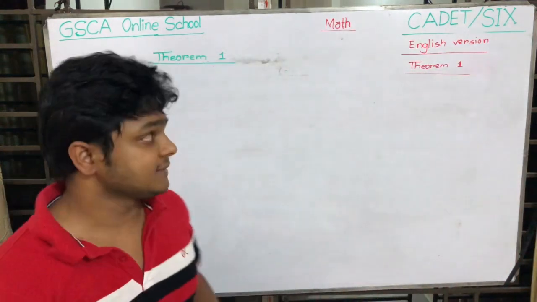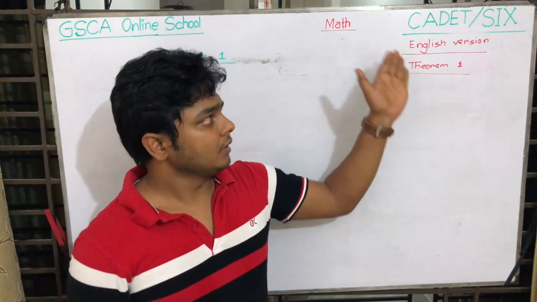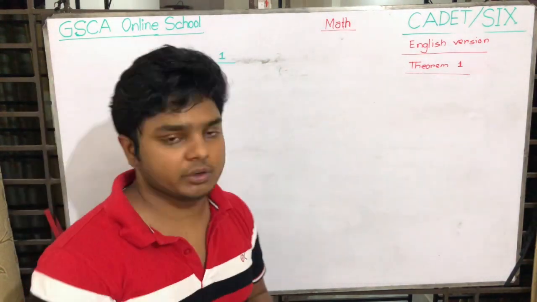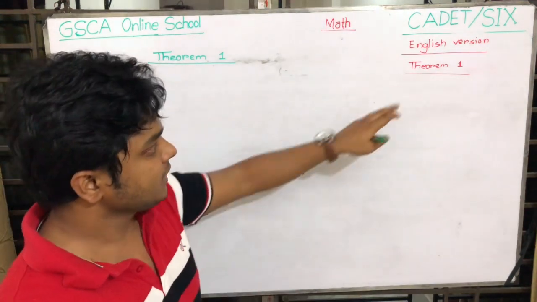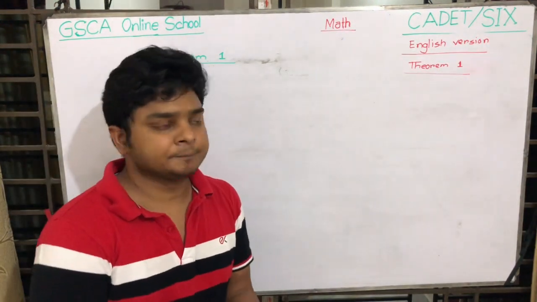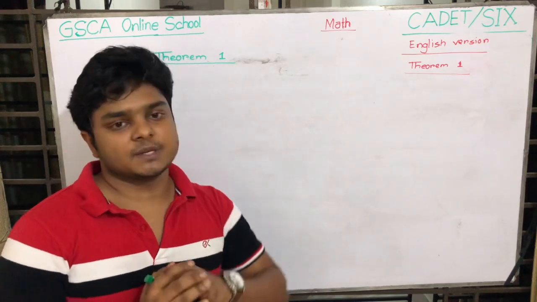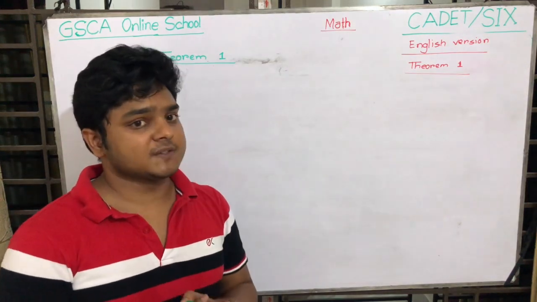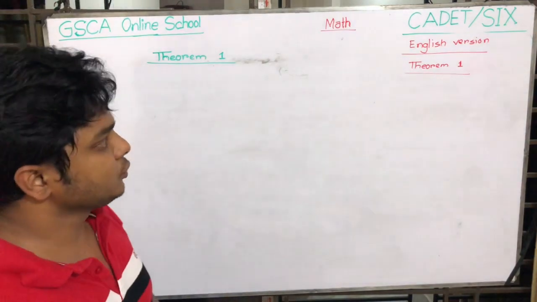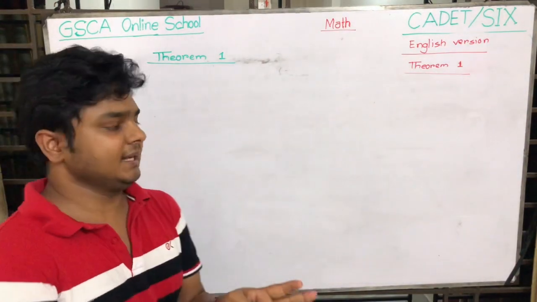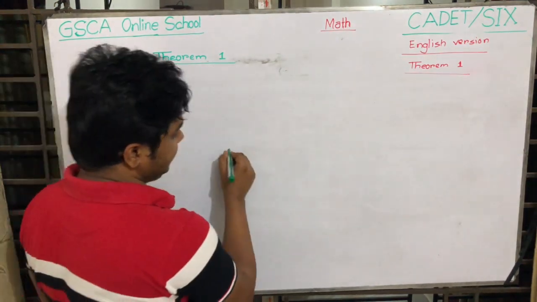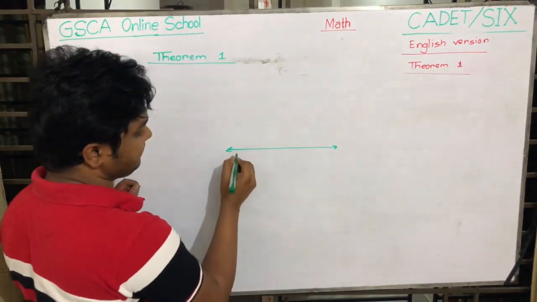So today's topic is about Theorem 1 from your textbook. You know there are two theorems in your book, so today we'll discuss the first theorem. Before starting Theorem 1, we should know what Theorem 1 really means. So what is Theorem 1? It's a very simple thing. Just take a look here. It's all about a line and a ray.